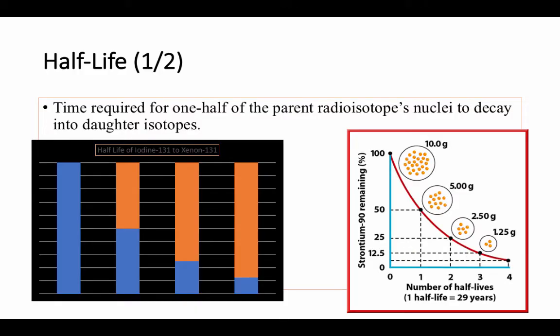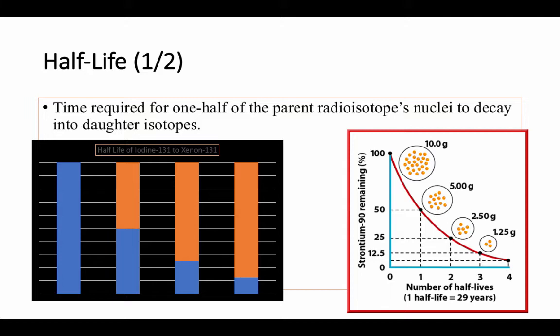So here's a couple graphical images of what half-life looks like. Half-life is the time required for 1/2 of a parent radioisotope, that's the original sample, to decay into the daughter isotope, which is the product of the decay. So a parent isotope starts off at a certain quantity and over time it decays by half.